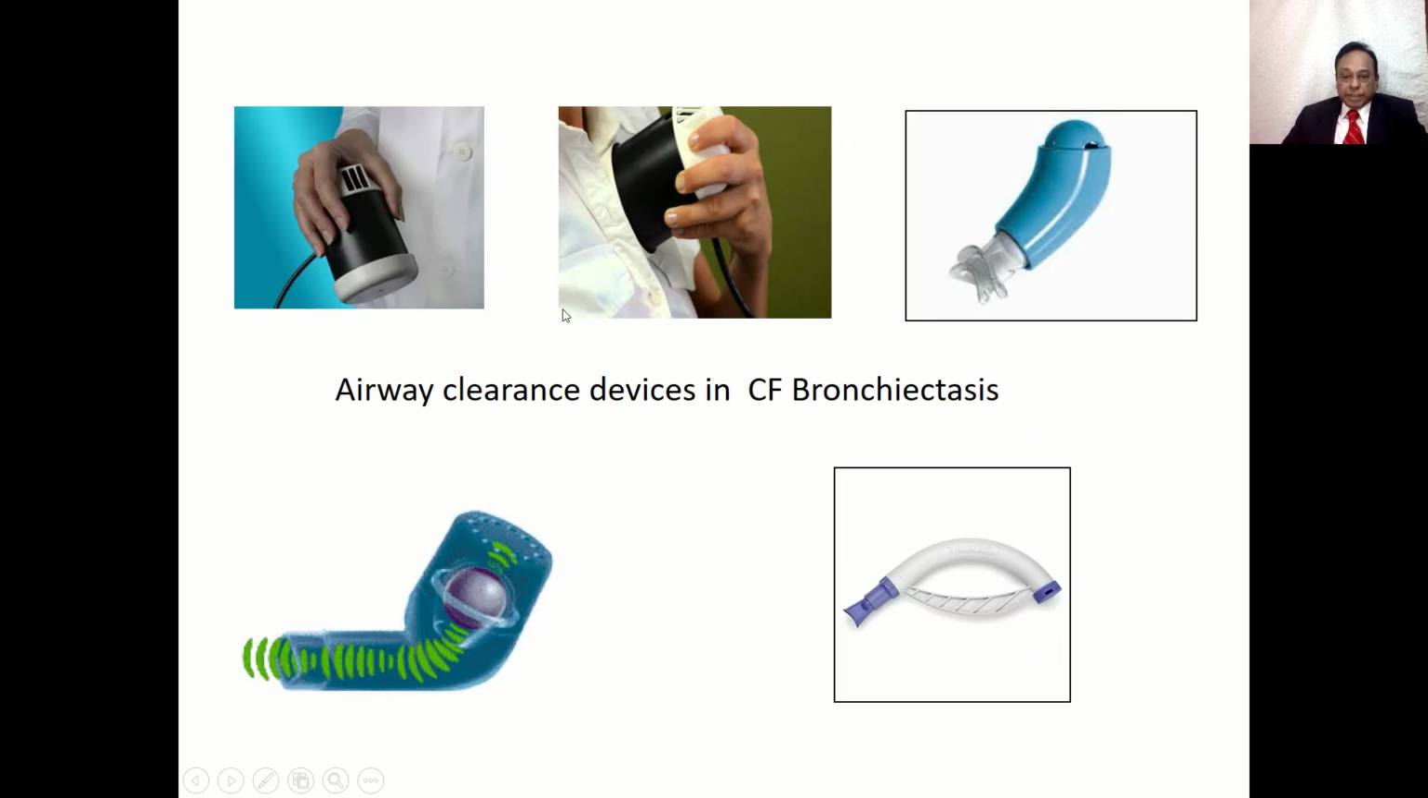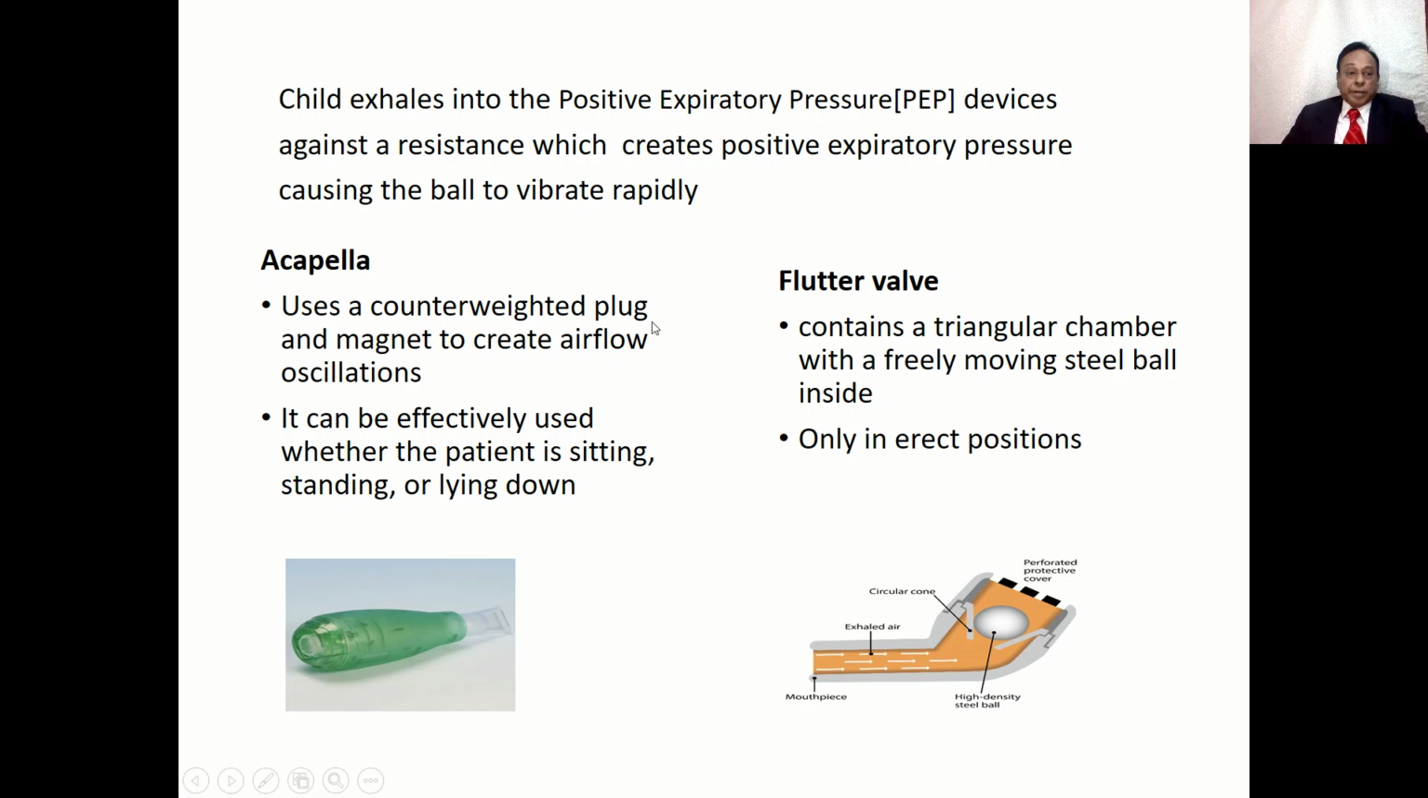I think airway clearance devices may not be necessary for non-cystic fibrosis bronchiectasis. I want to touch upon children with cystic fibrosis going for bronchiectasis; these clearance devices might be very useful. The two popularly used devices are the Acapella and the flutter valve. Both are available and you can get them. In both instruments, the child exhales into the device, so the child produces a positive expiratory pressure against the resistance.